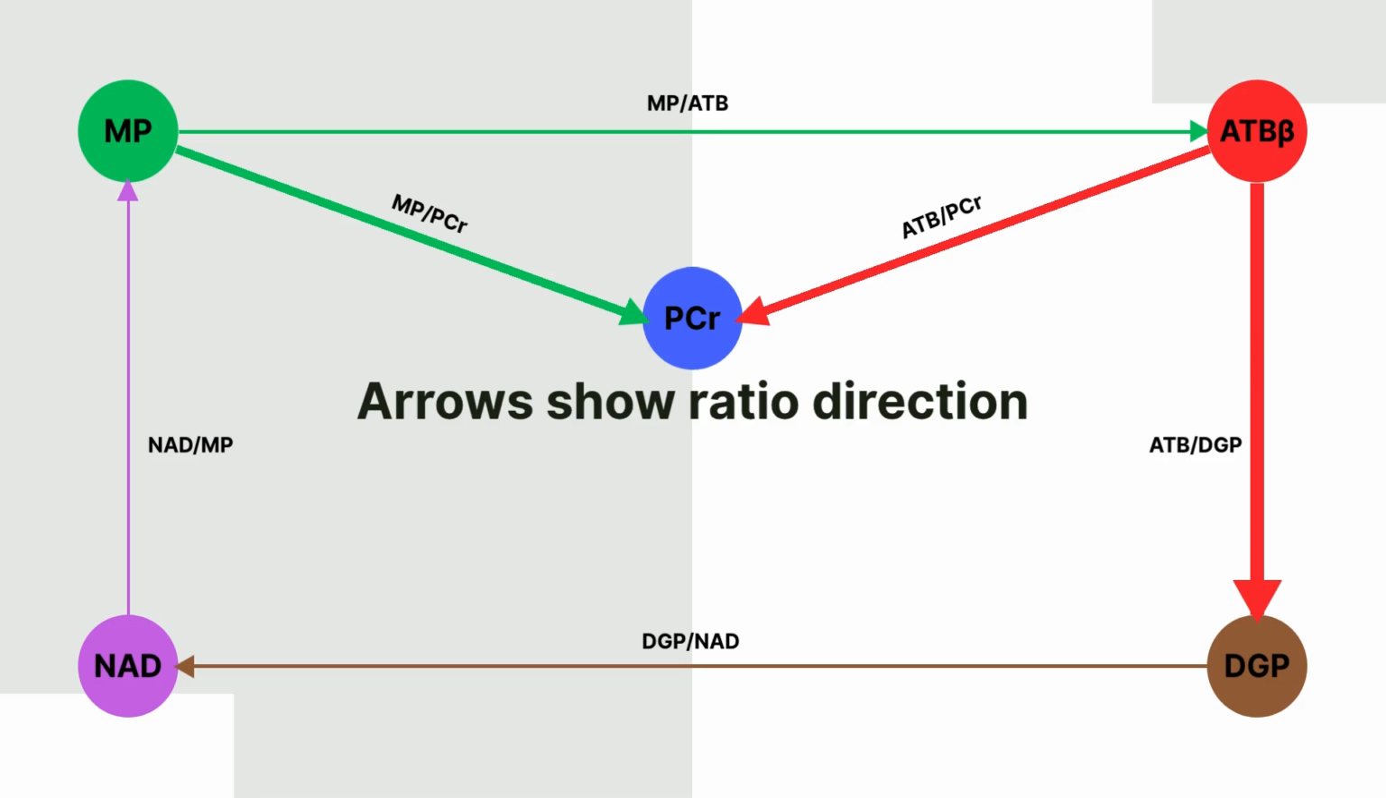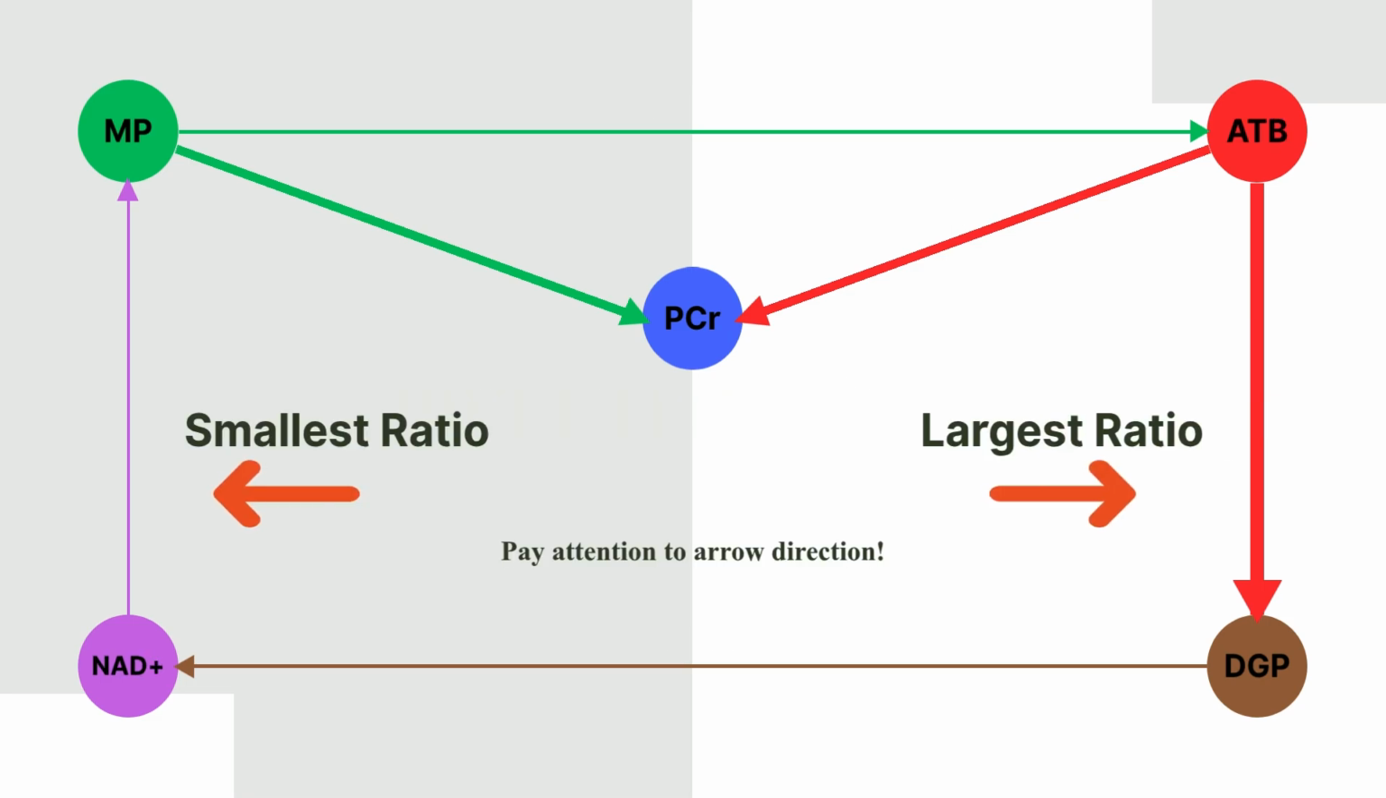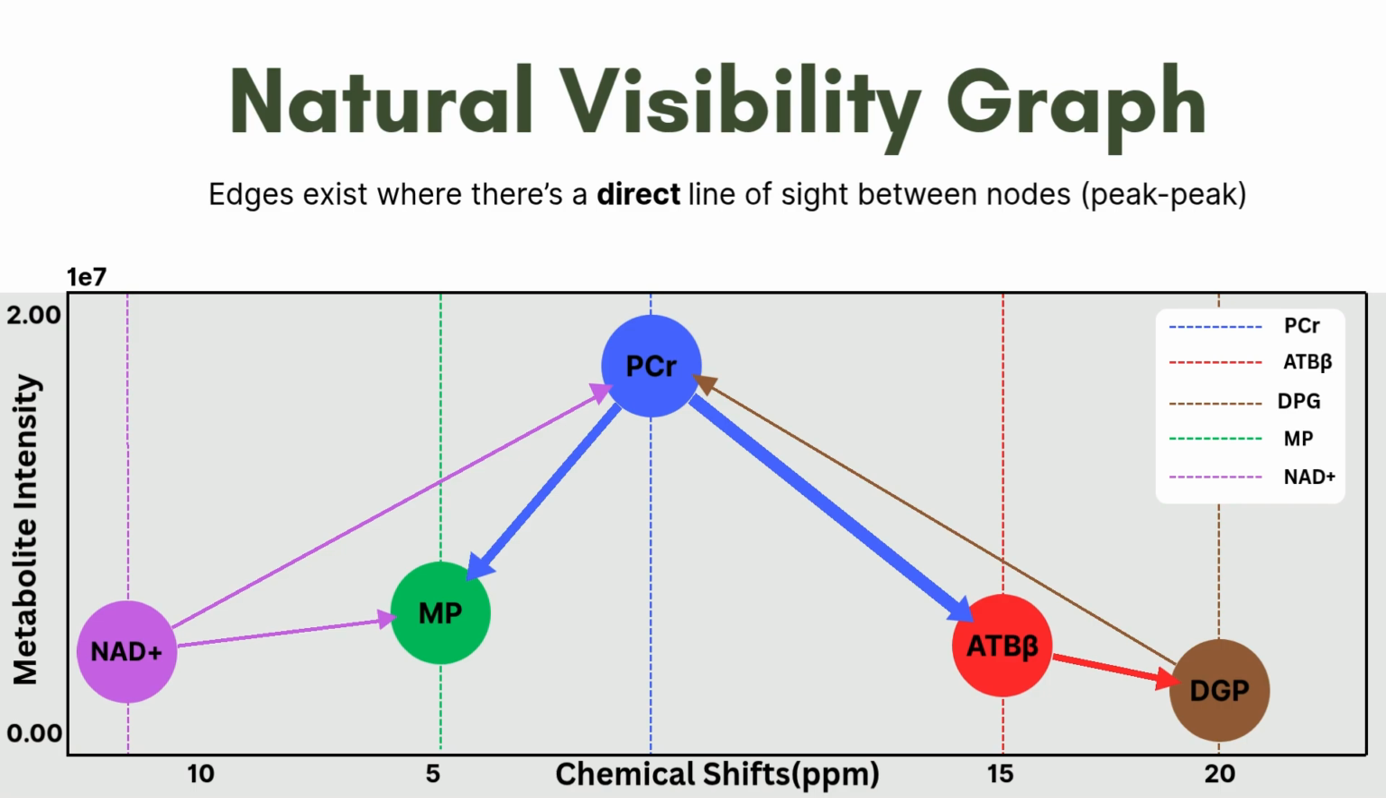Arrows show ratio direction. Either it's MP over PCR or PCR over MP, for instance. Now we can visually compare ratio values. Now, ready to dive into graph networks? Let's start with the natural visibility graph.